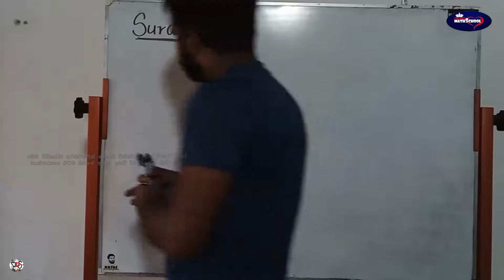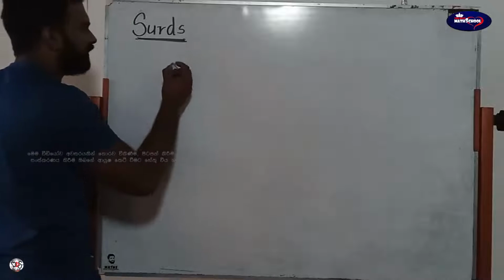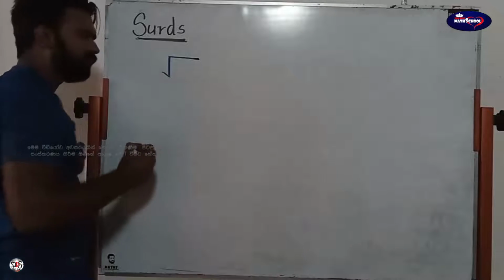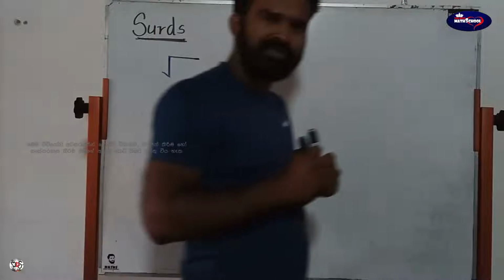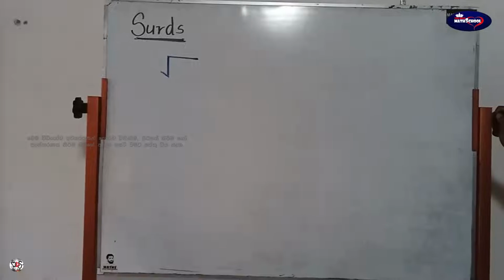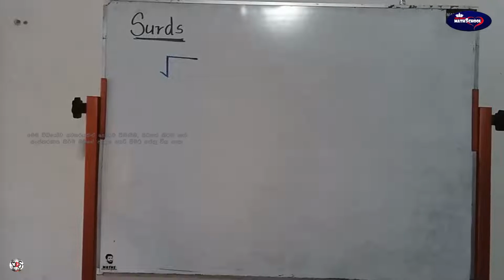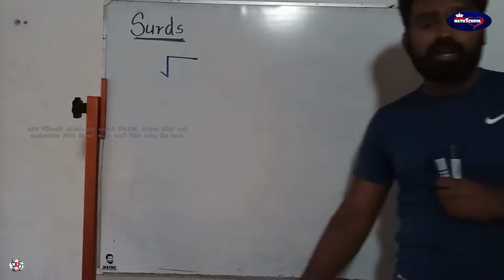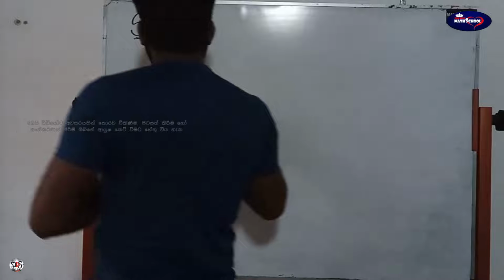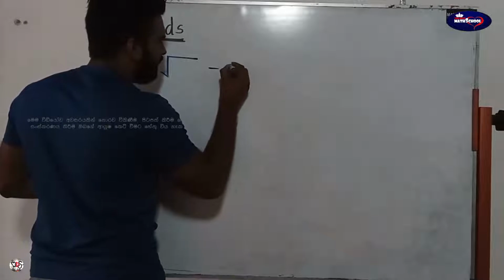You know this name, not the surds. In grade 8, you are starting to learn about these things. That means the radical sign. The square roots and all, you have learned. So you know this. We call this the radical sign.